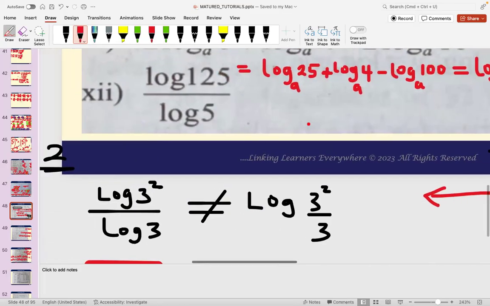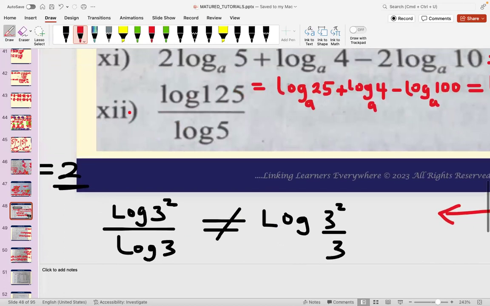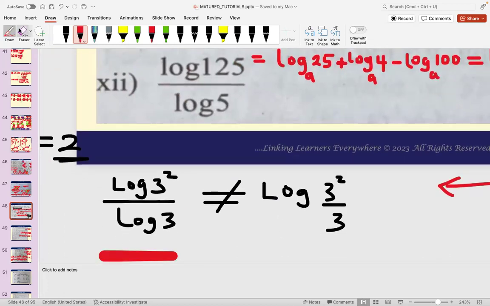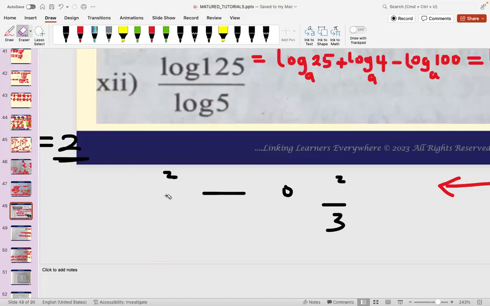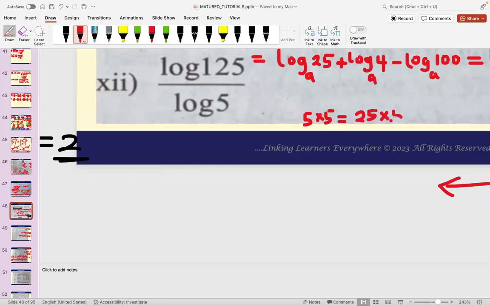Then let's finally end with question XIII, log 125 divided by log 5. So the first thing we do is, can we write 125 in terms of 5? You could use your calculator to do that. 5 multiplied by 5 will give you 25. When you multiply 25 by 5, that is going to give you 125.